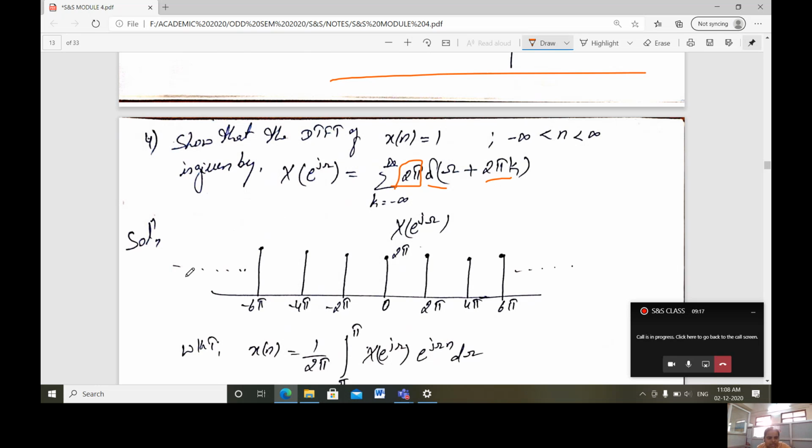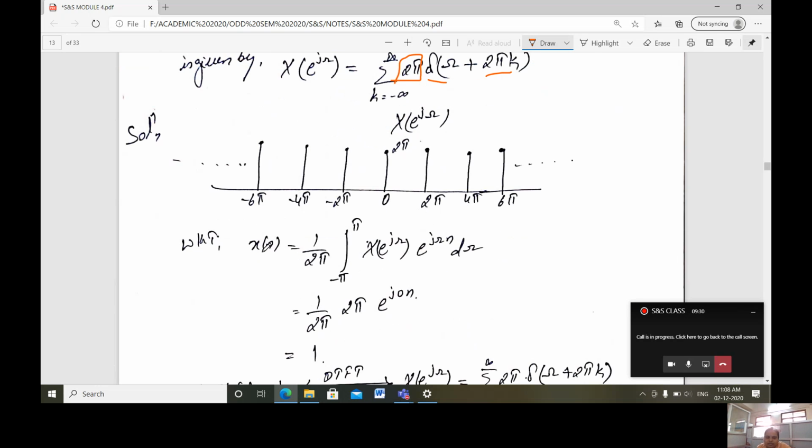Based on that I can write the signal like this: at 0 it is 2 pi, at 2 pi again it's 2 pi, and for all the values whatever it's going in the positive way and also in the negative way, it will be 2 pi only. Okay, then we know that x of n is equal to 1 divided by 2 pi, integration from minus pi to plus pi, X of e raised to j omega e raised to j omega n d omega.